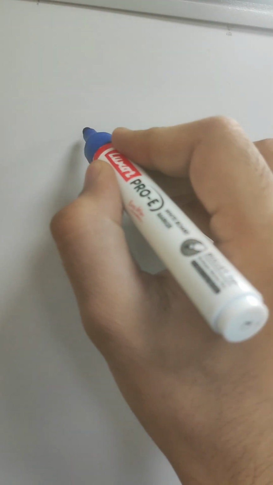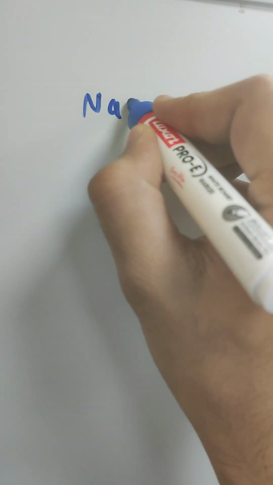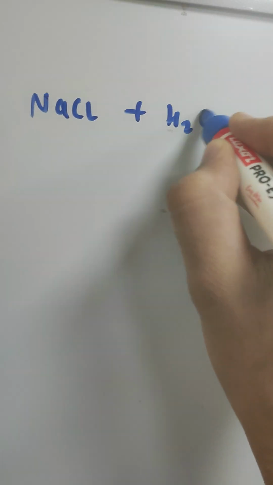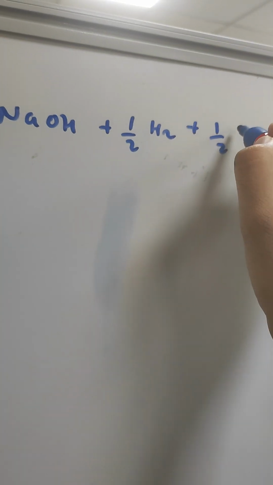Hello and welcome everyone. In this video I will tell you about how caustic is made in plants. So we have the following reaction of salt, NaCl, and water, and what is formed is NaOH plus hydrogen and half chlorine.